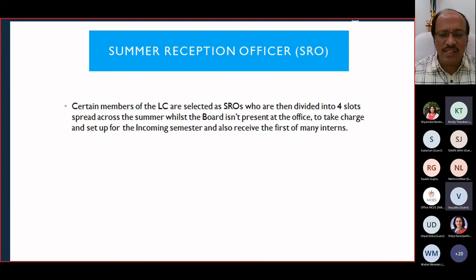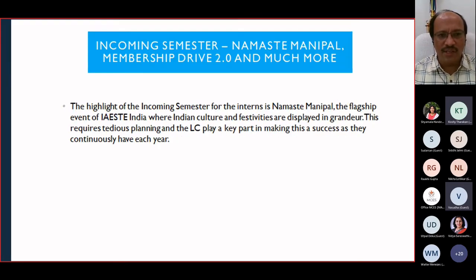That is how they get an opportunity to interact with foreign students when they arrive at Manipal. From airport pickup till airport drop, they are going to handhold these students. So a lot of learning happens, and that's what we call internationalization at home. In the incoming semester, they organize different events involving foreign students. One of the flagship events is Namaste Manipal, and also a membership drive and many more activities.